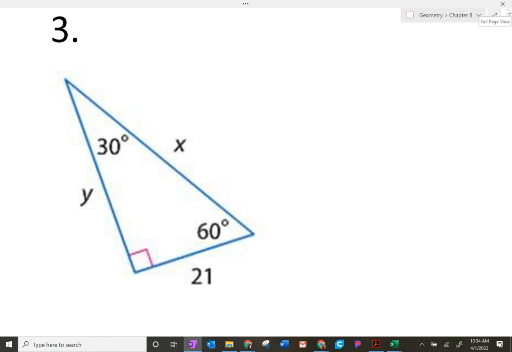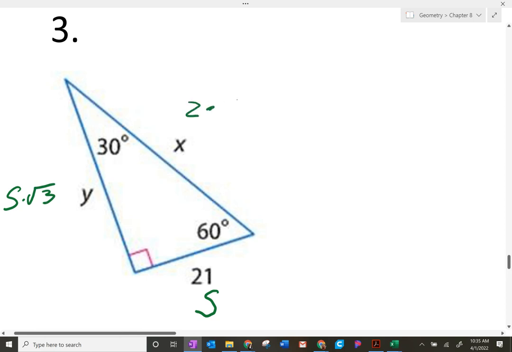Okay. A lot of you guys were doing this, and I'm just going to write the same things that most of you were doing. This value down here was your S value. The one on this side was going to be S times radical 3. And the one over here was going to be 2 times your S value. Because you already had your S value to solve X, you were just going to take 2, and instead of writing S, you're going to plug this number into it.